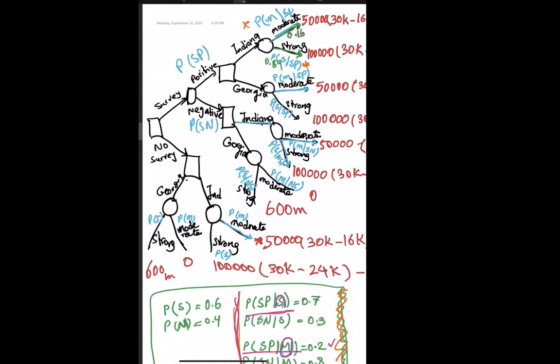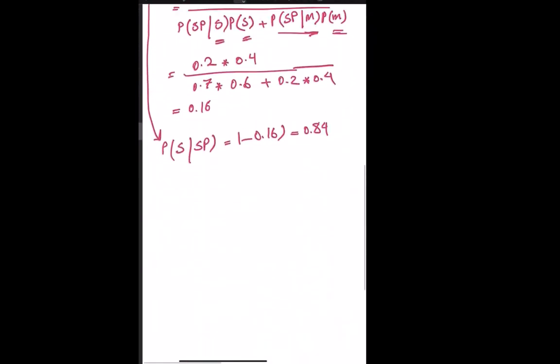Why not? I have the moderate condition on SP. We have that one for the next branch. It's the same. Yeah. And then this one is 0.84. And how about this one? Do I have that? No, you have to calculate this one.